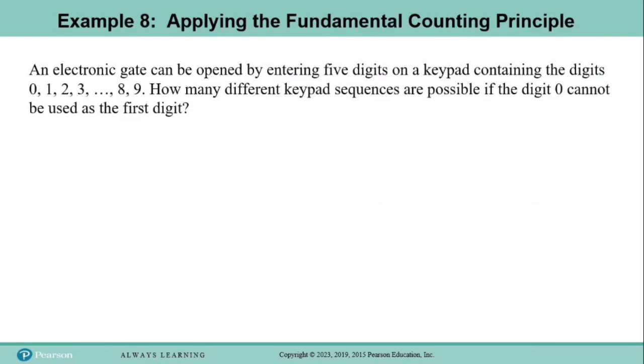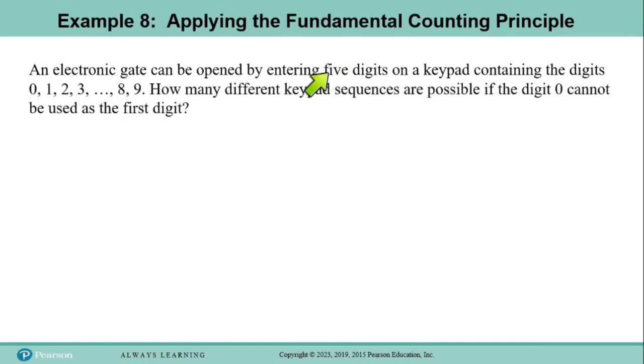And let's get one last example together. This is example 8, and it says an electronic gate can be opened by entering 5 digits on a keypad containing the digits 0 through 9. How many different keypad sequences are possible if the digit 0 cannot be used as the first digit?